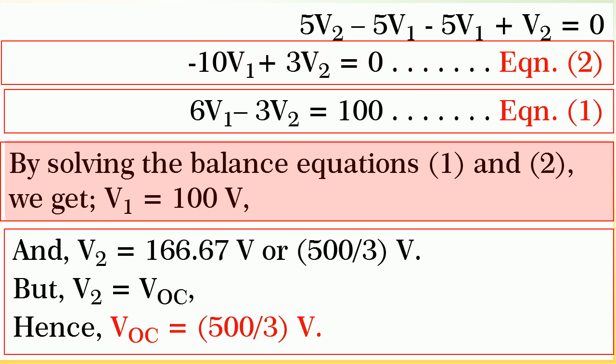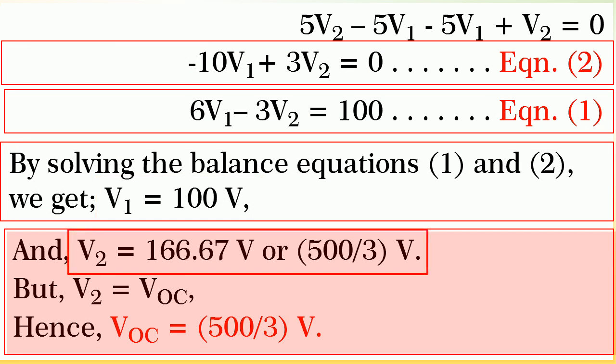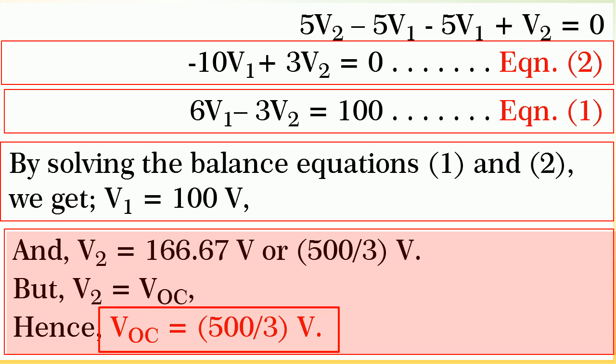By solving the equations 1 and 2, we get V1 is equal to 100 volts and V2 is equal to 166.67 volts or 500 by 3 volts. Therefore, VOC is equal to 500 divided by 3 volts.